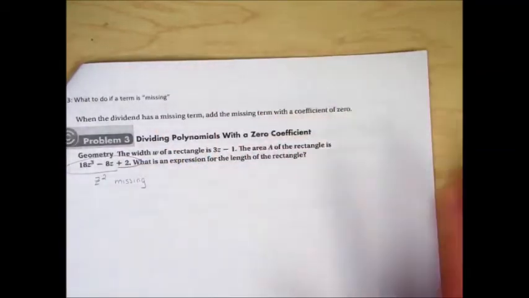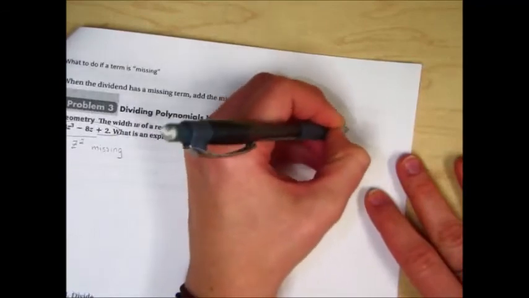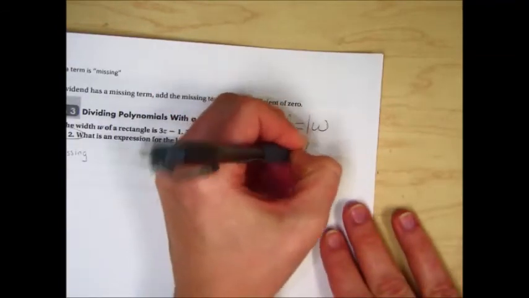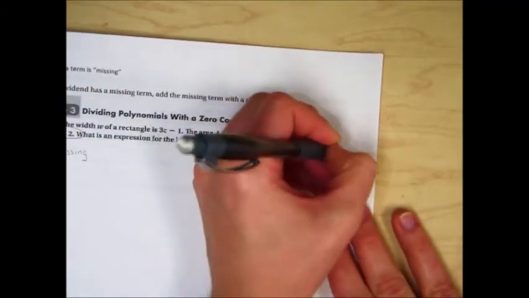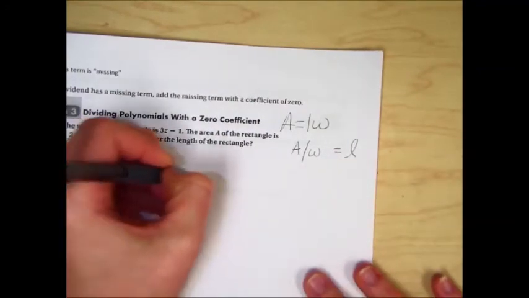So we're going to write it almost exactly the same. You guys know, right, that area equals length times width. So if area equals length times width, all we need to do is take the area and divide by the width to get the length. So we're going to divide. So we put our area inside.